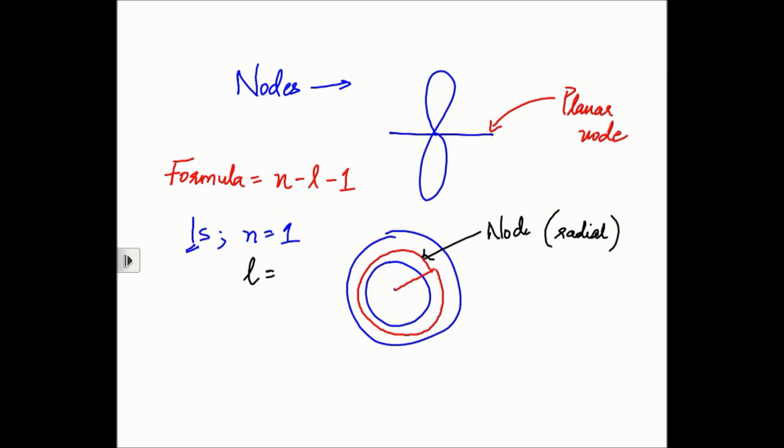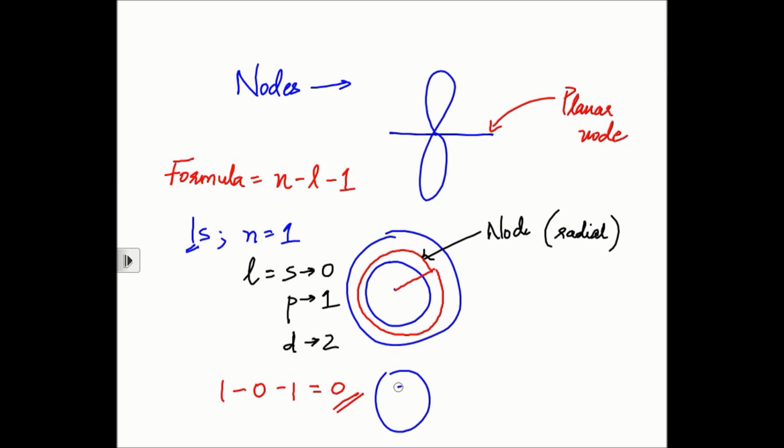So the value of n for 1s orbital is 1. The value for L, which is the azimuthal quantum number, depends on the orbital itself. Since we are talking about an s orbital, the value is 0. So it becomes 1 minus 0 minus 1. That happens to be 0, and therefore your 1s orbital does not contain any node at all. And you get a continuous wave function. There is probability of finding the electron everywhere inside.